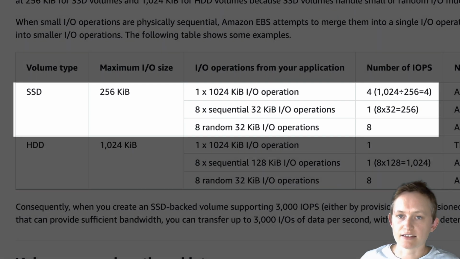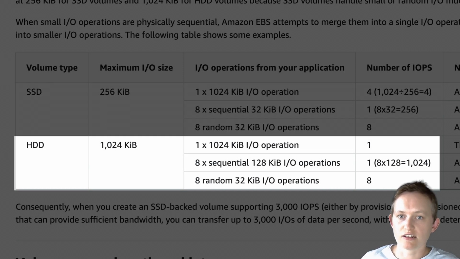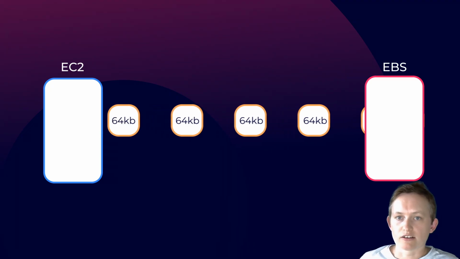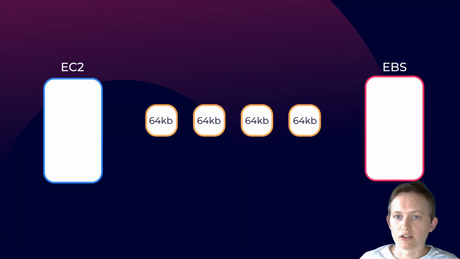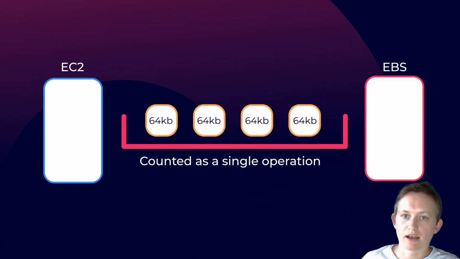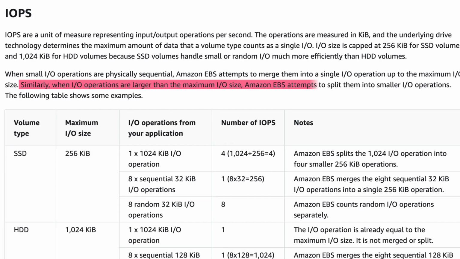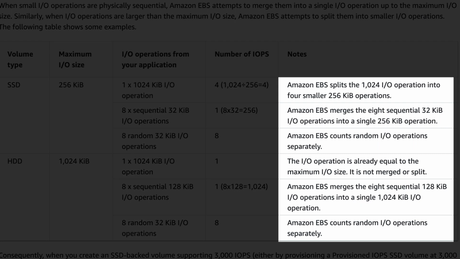For your SSD volumes, the maximum I/O size is 256 kilobytes. For your HDD volumes, the maximum I/O size is 1024 kilobytes, or 1 megabyte. When you've got small I/O operations that are physically sequential in nature, one after the other, EBS will merge them into a single I/O operation up to the maximum size for its volume type. Likewise, EBS will split I/O operations that are larger than the maximum size into smaller I/O operations. When the I/O size is smaller than 32 kilobytes, or if the workload is random, EBS won't merge the I/O.